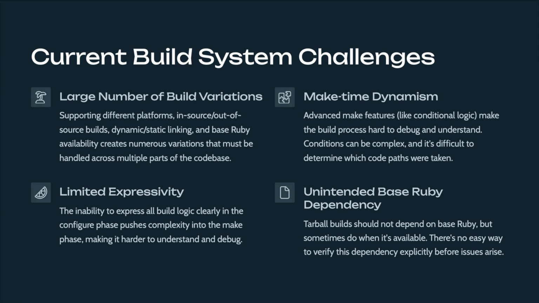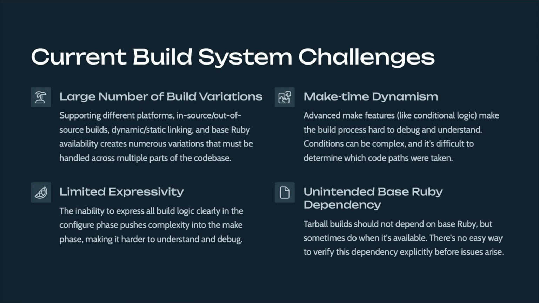Variations. Think about it, different operating systems, right? Unix-likes, Windows, different build configurations like building inside the source directory versus building in a separate directory, dynamic linking versus static linking, and as we saw, whether a base Ruby is available or not. It's a lot of combinations. It is, and the difficulty isn't just having these variations, but that the logic to handle all these different combinations is scattered across many different files. It's in Configure.ac, it's in the makefiles, it's in various helper scripts. It makes it really hard to get a global handle on how a specific combination actually behaves. Yeah, handling all those possibilities spread out like that must be a nightmare to maintain, and especially to debug if something goes wrong. It can be, definitely.